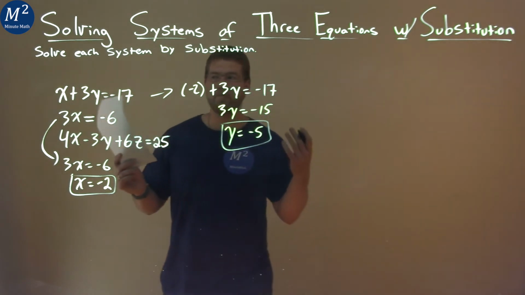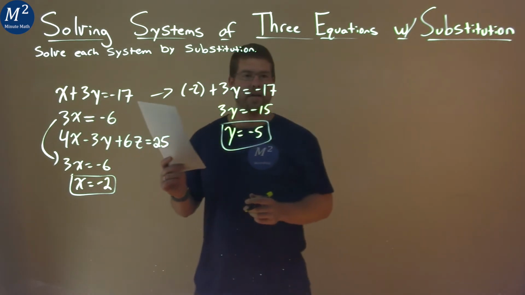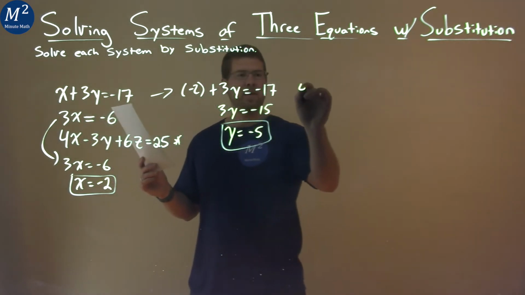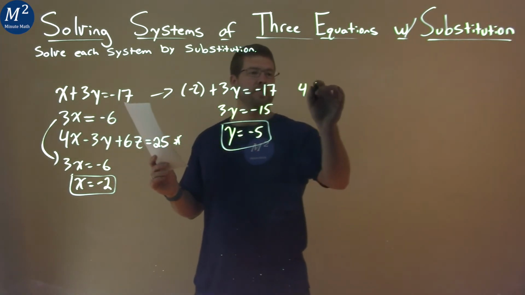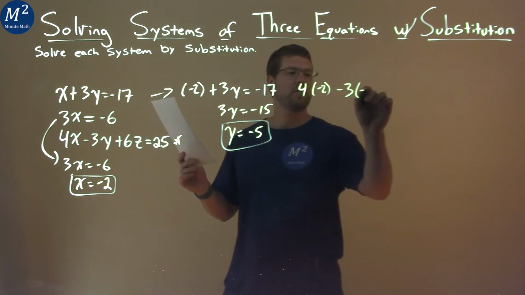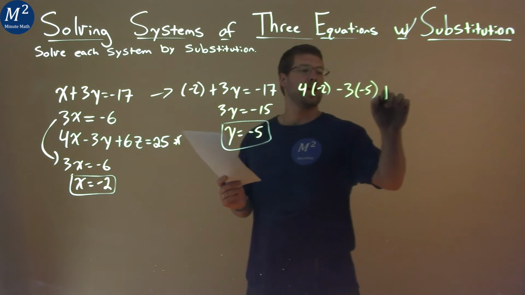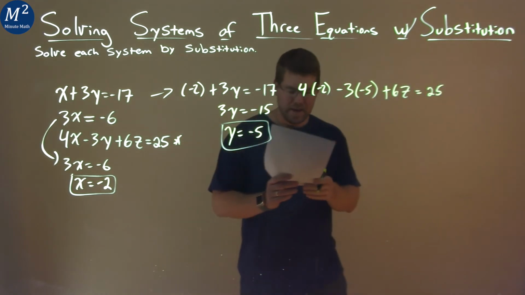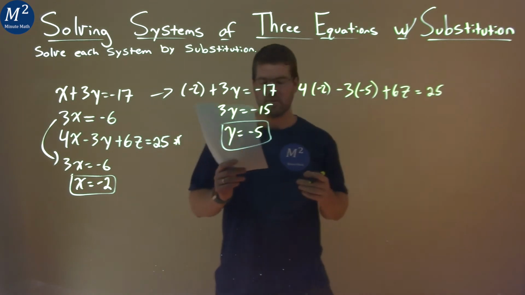So let's just go find our z value, which is just in the last equation. So we're going to rewrite that last equation right here, but instead of x, we're going to put a negative 2. So 4 times negative 2 minus 3, and instead of y, put a negative 5, plus 6z equals 25. And now we're just going to solve for z. It's the only variable here.